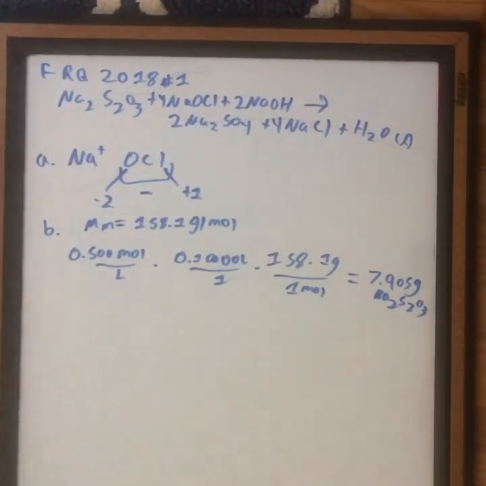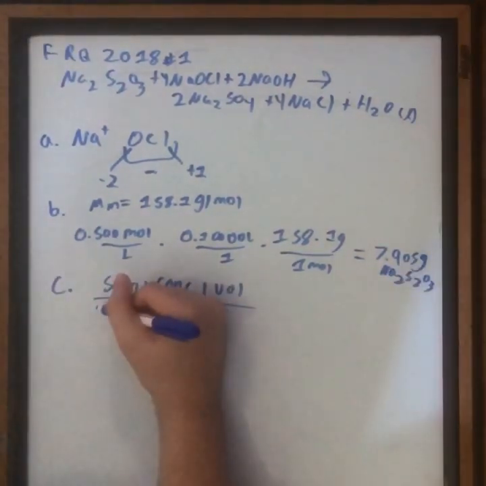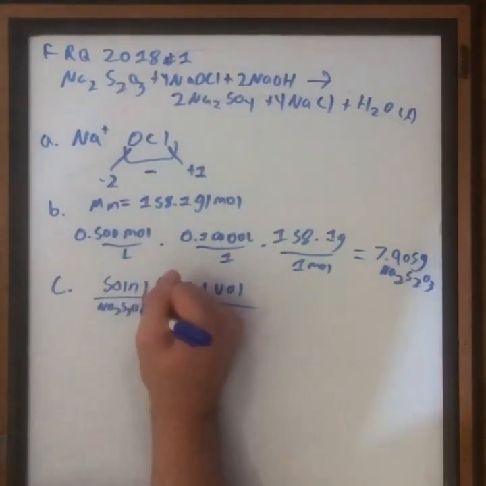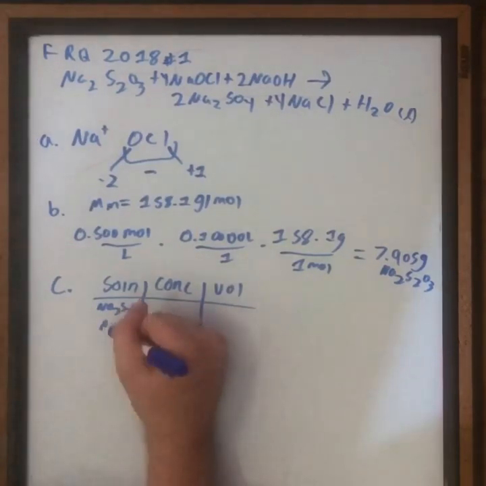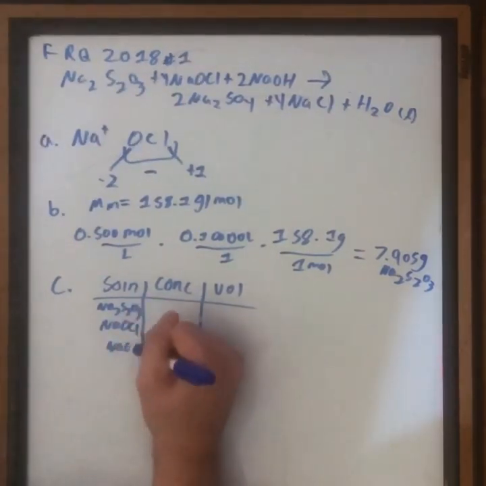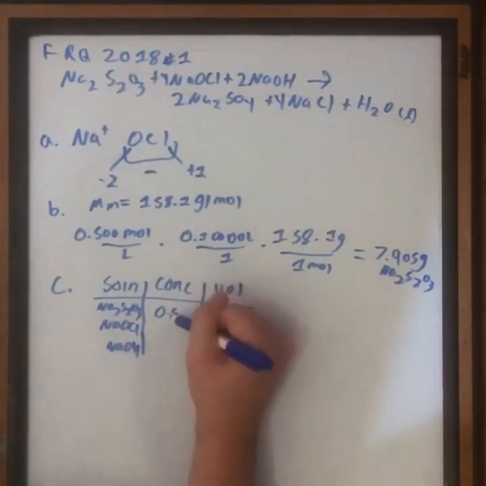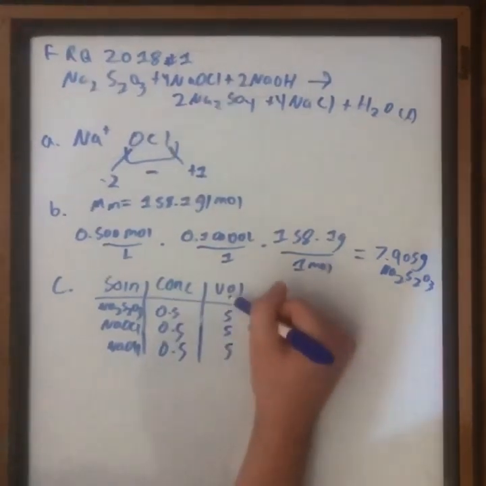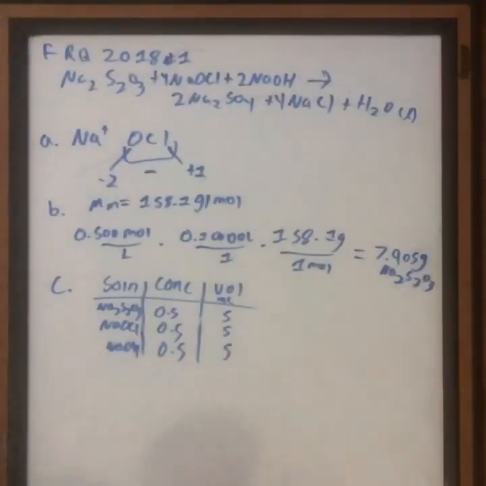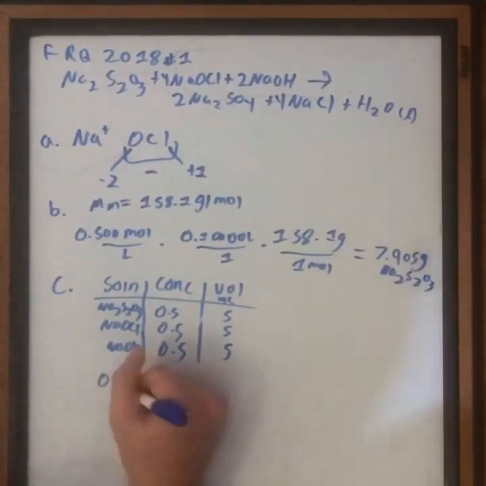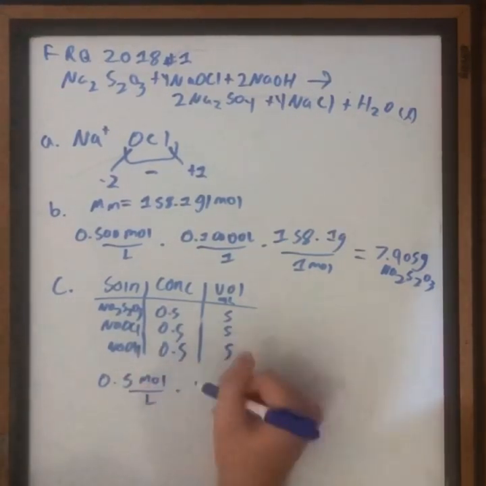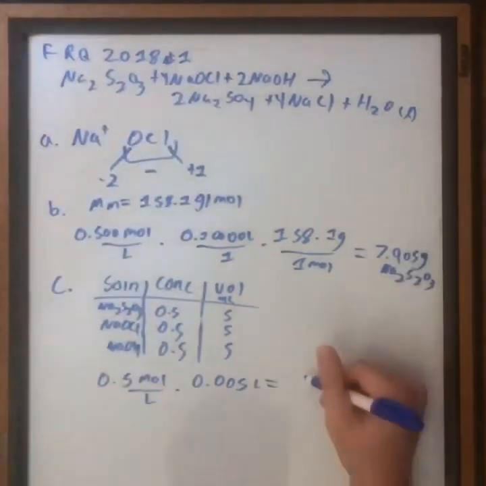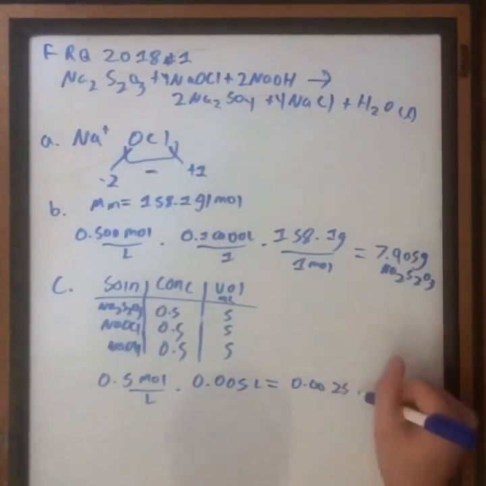In the experiment, the student uses the solutions shown in the table below. Part C. Using the balanced equation for the oxidation-reduction reaction and the information in the table above, determine which reactant is the limiting reactant. Justify your answer. What we need to do here is multiply the concentration by the volume in liters again for each one of the reactants, and then convert into one of the products.